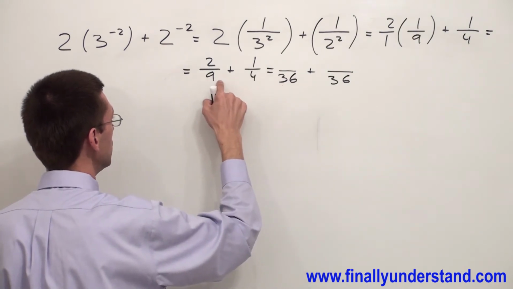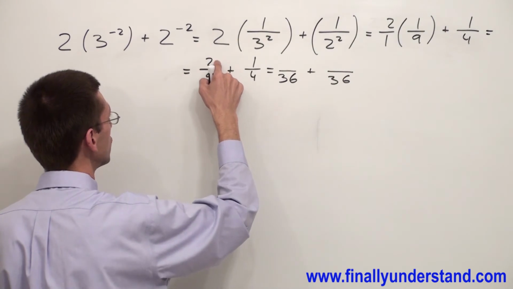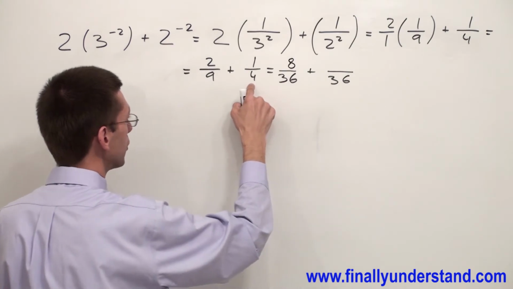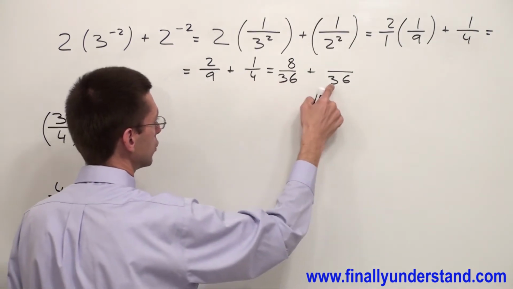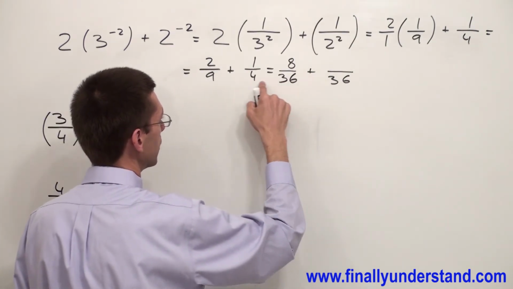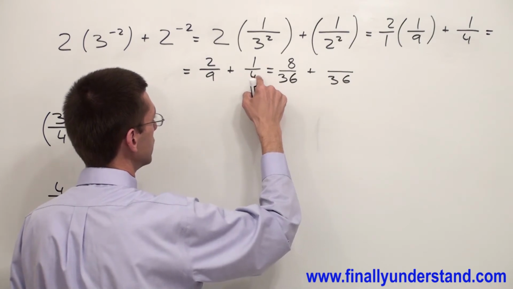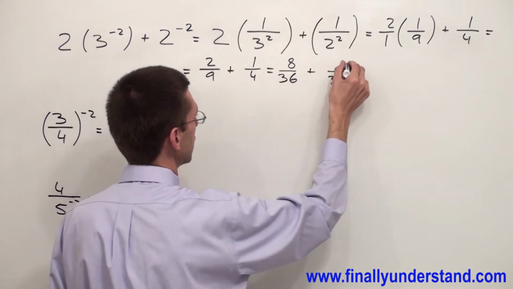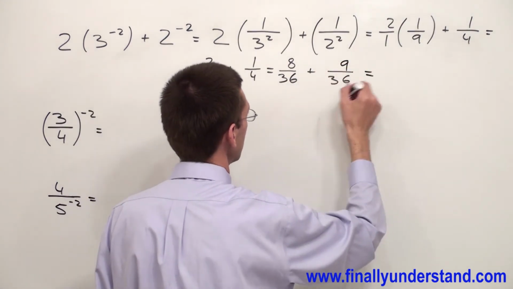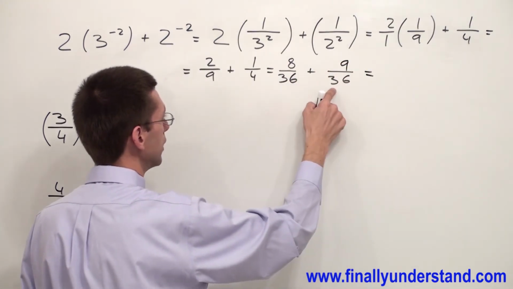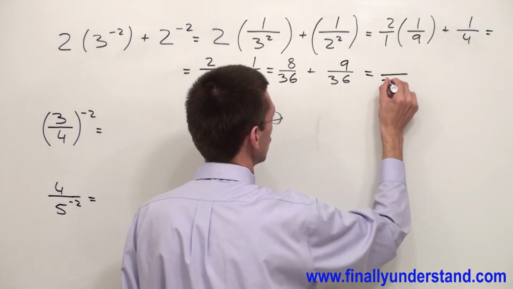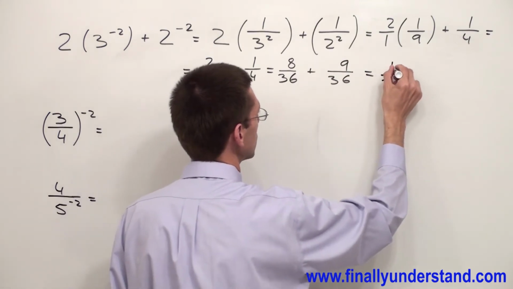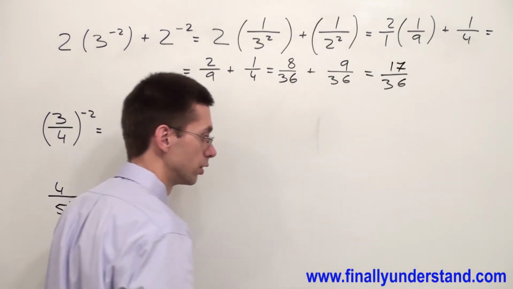Whatever I did in the denominator, I have to do also in the numerator. So 2 times 4 is equal 8. By what number I have to multiply 4 to get 36? I have to multiply by 9. Whatever I did in the denominator, I have to do also in the numerator. So 1 times 9 is 9. Okay, I can add these 2 fractions right now. So I'm going to have 36, and 9 plus 8 is 17. This is the solution to my problem.